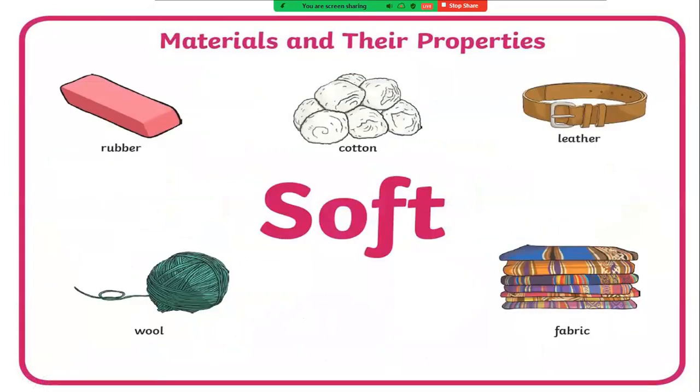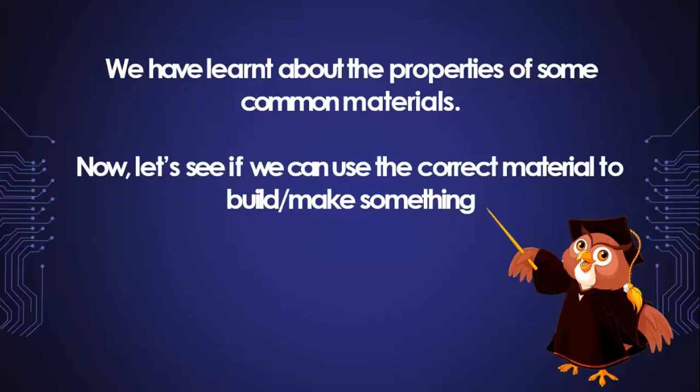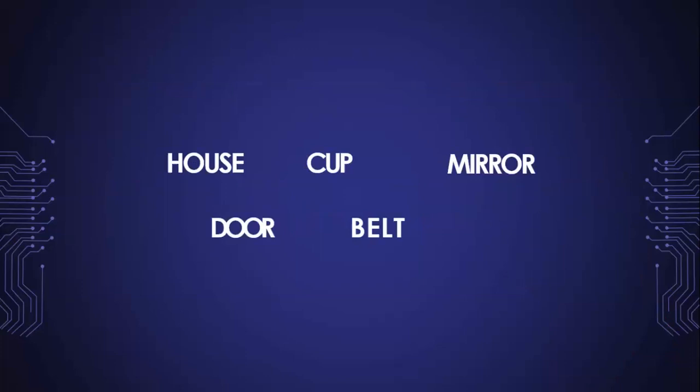When we look at soft, we have cotton, leather, fabric, wool, and rubber. Transparent: glass, ice, water, plastic, and diamond. So we have learned about some of the properties of some common materials. Now let's see the next few slides.